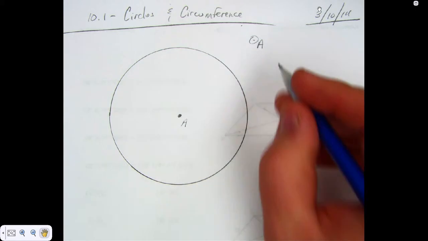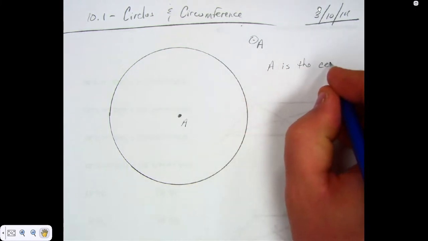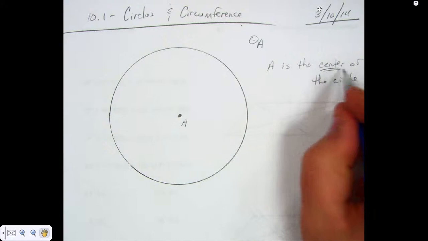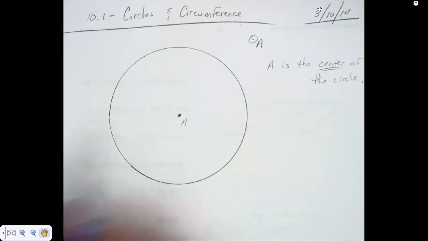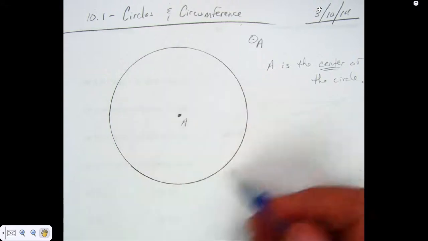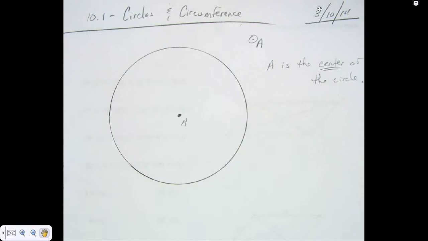What is A? A is the what? Center of the circle. Okay? That's why you name it circle A, because it has a center. A circle, by definition, is equidistant from the center of the circle, everywhere. You know, one thing to remember is a diameter is always a diameter, a radius is always a radius, and they're always the same in each circle.